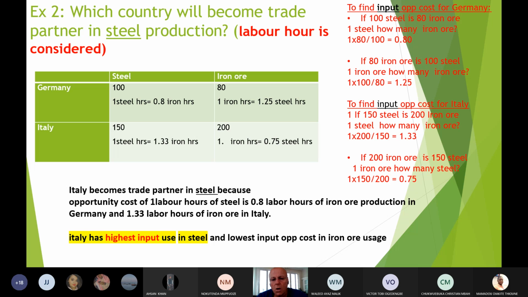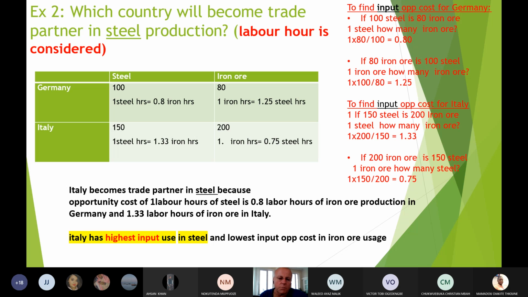And for finding the input opportunity cost for Italy, if 150 steel is 200 iron ore, then 1 times 200 divided by 150 makes 1.33 for the Italy steel production opportunity cost. And for the iron ore for Italy, 200 iron ore is 150 steel, and 1 iron ore, how many steel? Then 1 times 150 divided by 200 makes 0.75.